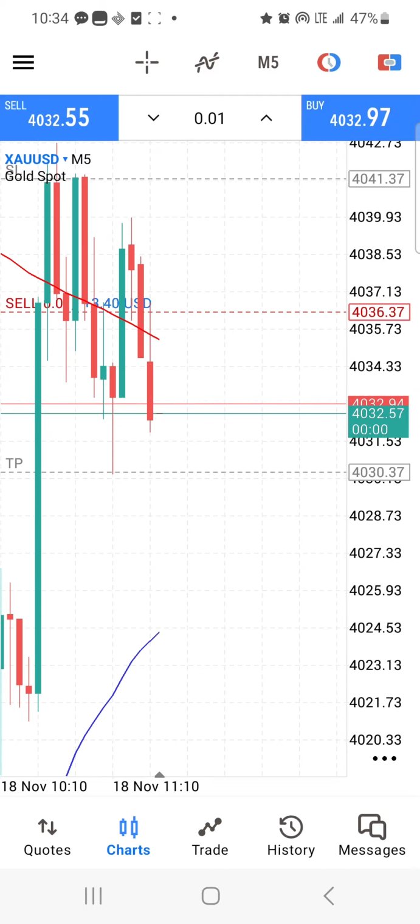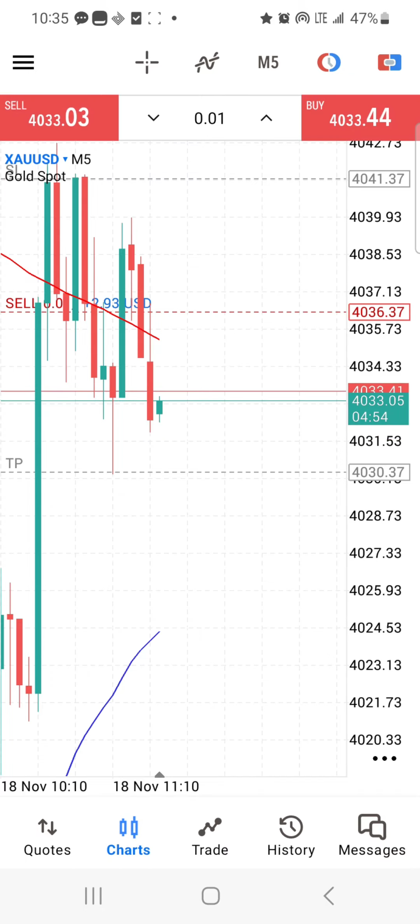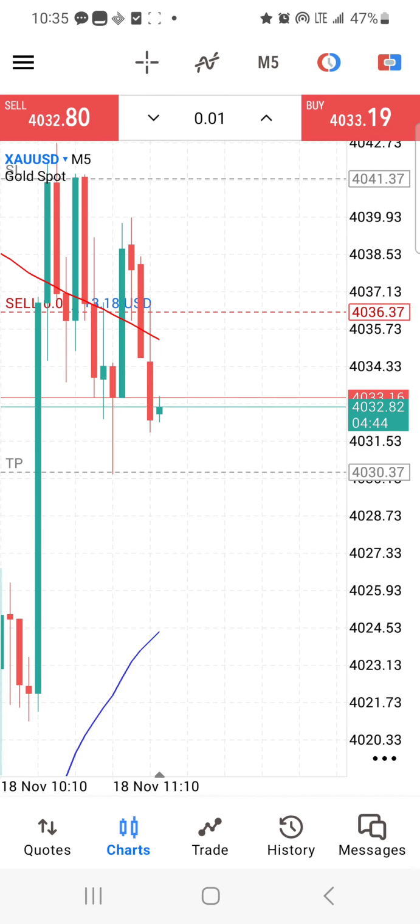So we need to be patient. I believe that this will get to our take profit. Just anticipate and see how it's going to be. Remember we have our stop loss, and we are not scared of what will happen in this market, because we've applied risk management, and with our analysis we are sure that this will definitely go our way.